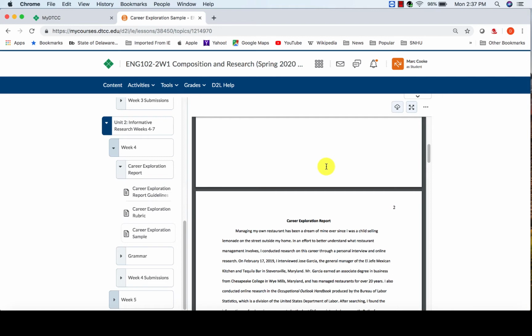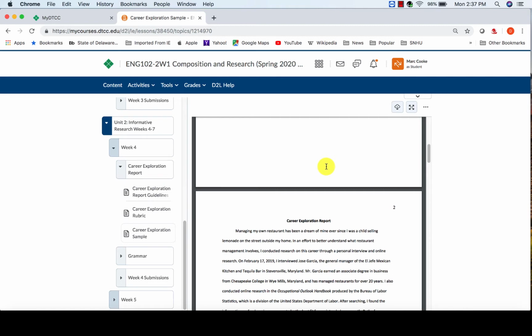It's more in terms of the job. What information do you need to get about the job so that you are better informed and can make a decision as to whether that is the career that you would like to pursue? So it is a career exploration report where you're really going into details about a particular career.